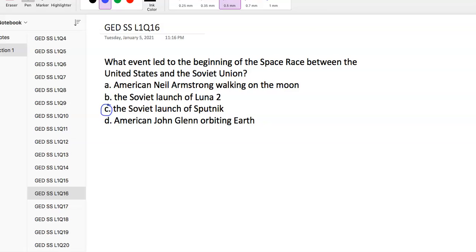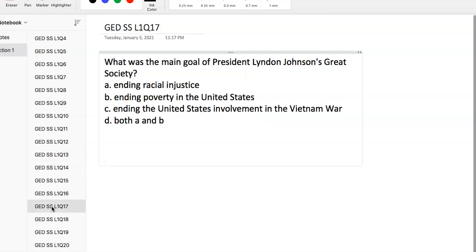But it's very unlikely. It's likely that it might be an answer choice, but I'd be surprised if you were asked specifically about Luna 2. It's just more specific and detail oriented than this exam really gets. Neil Armstrong is tempting to pick because that's the name that people are the most familiar with. Neil Armstrong walking on the moon, but that is definitely not the beginning of the space race.